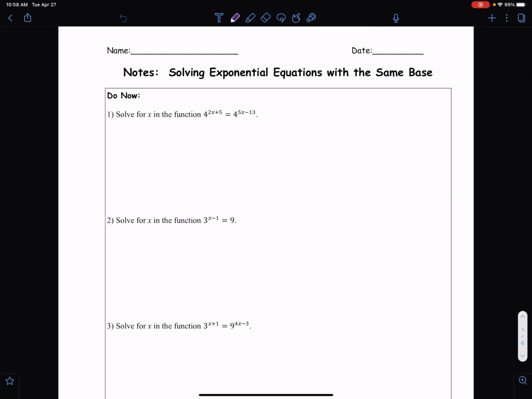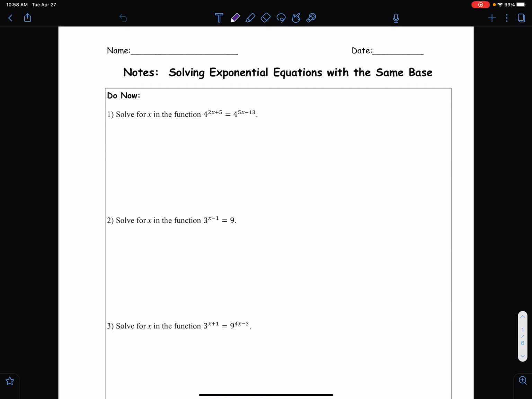So today we're going to be solving exponential equations with the same base. And what I want you guys to do, also stress this as same base, is I want you guys to do number 1, number 2, and number 3. Pause the video and play it once you're done.